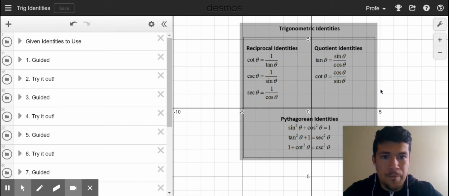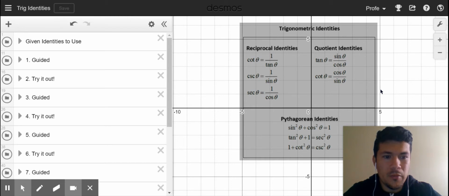So there's three reciprocal identities, and those are cotangent is the reciprocal of tangent, so it's 1 over tangent. Cosecant is the reciprocal of sine, which is 1 over sine. And secant is 1 divided by cosine. This is something that we did when we were studying the unit circle, right? We know that tangent is sine divided by cosine, and that cotangent is the reciprocal of that, so cosine divided by sine.